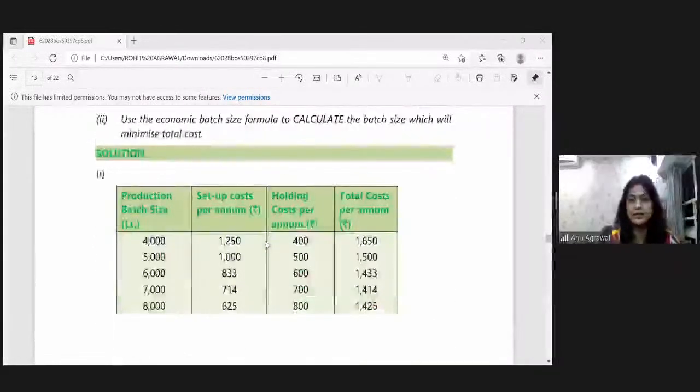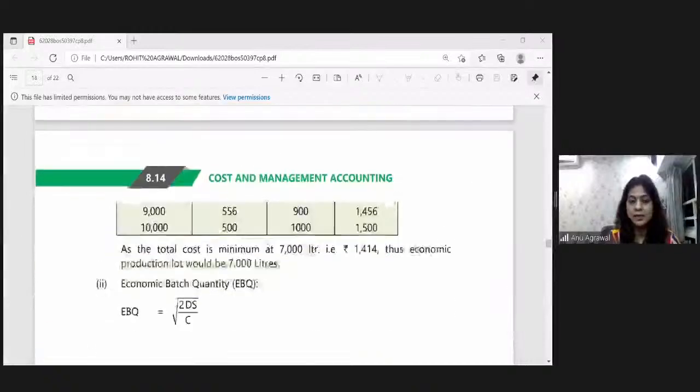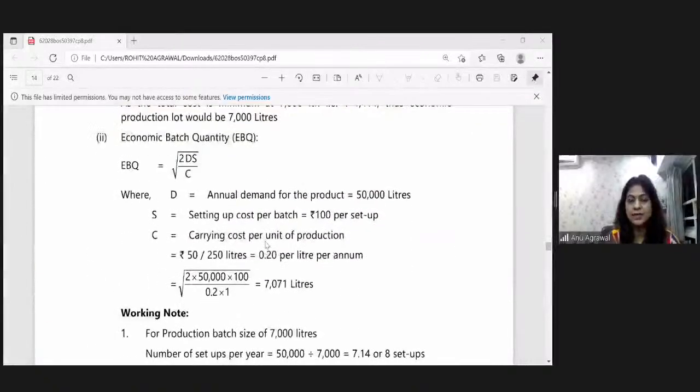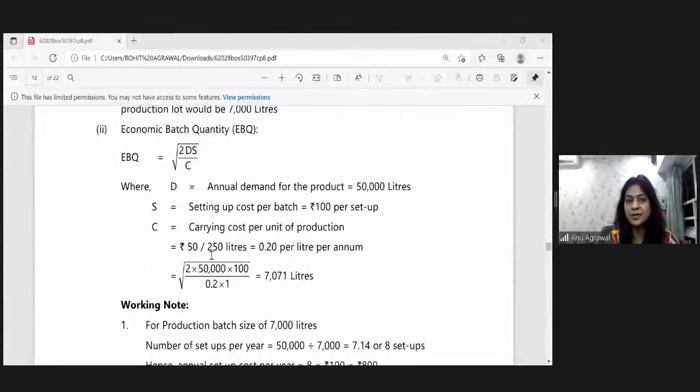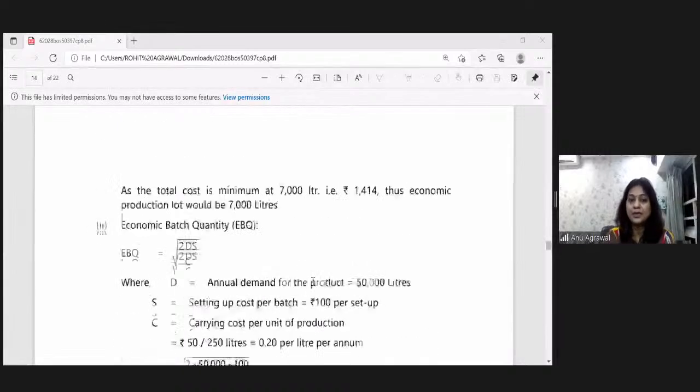ICAI has done it for us. So setting up cost is 100. 50 divided by 250 is 0.2. They have calculated that the EBQ is 7,071 liters. Economic batch size should be 7,071 liters.